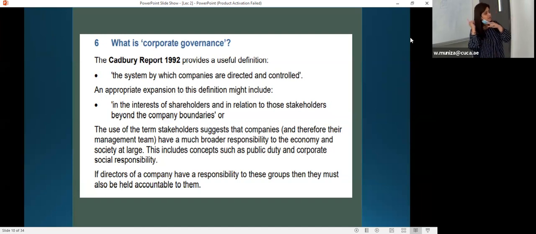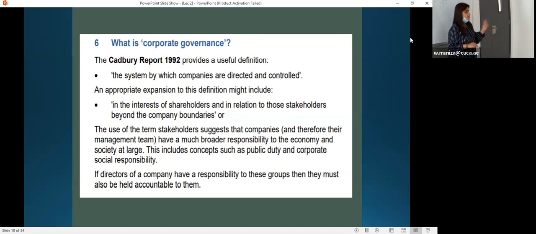And that is because of the separation of ownership and control. So there should be a best way to control the company and to direct the companies. As per the Cadbury Report, the system by which the companies are directed and controlled is known as corporate governance. And the UK, in order to ensure better corporate governance, what do we have?